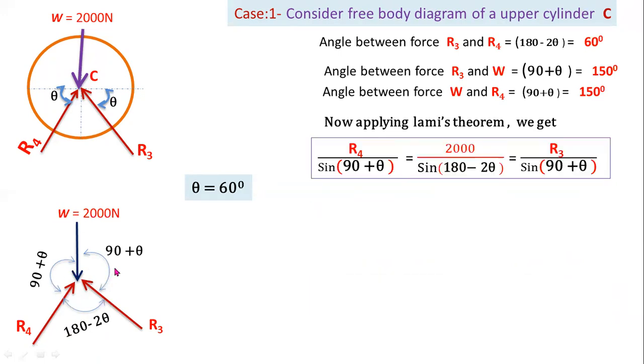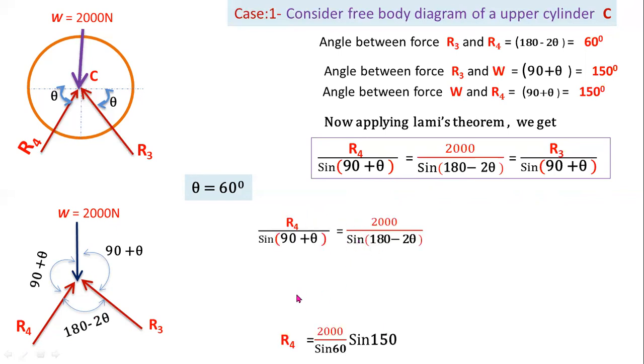R4 divided by sine 90 plus theta equals 2000 divided by sine 180 minus 2 theta, and R3 divided by sine 90 plus theta equals the same. Now you have to use these two equations for determining the value of R4. Apply cross multiplication: R4 equal to 2000 divided by sine 60 into sine 150. Here 90 plus theta equal to 150 degrees, 180 minus 2 theta equal to 60 degrees.